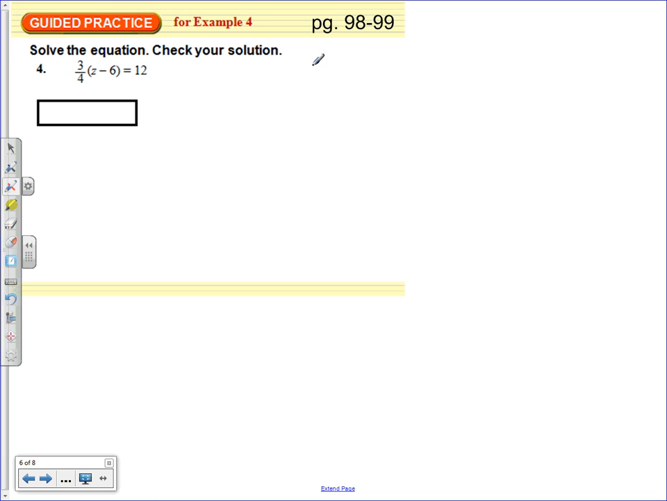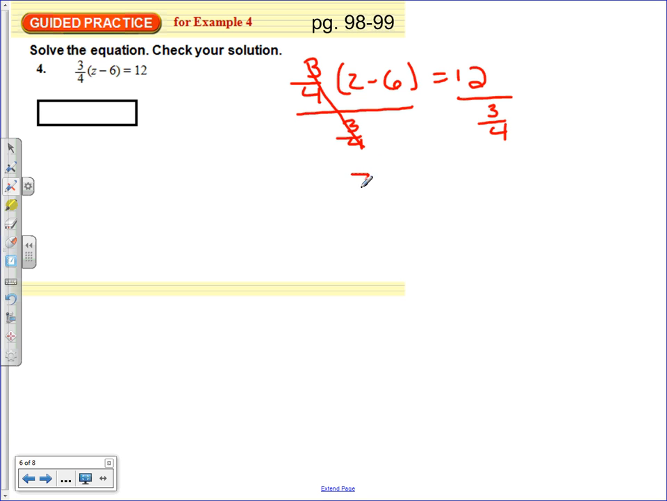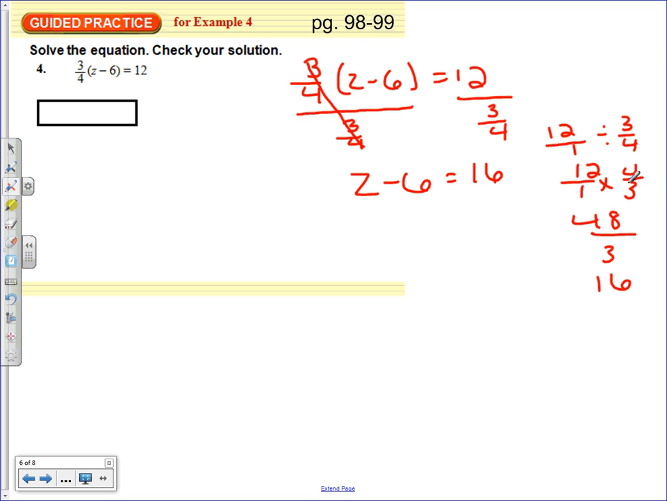I want to work an example with a fraction, and these we do slightly differently. 3/4 times the quantity z minus 6 equals 12. That was my big hint, the times. We're multiplying z minus 6 times 3/4. The opposite of multiplying would be to divide. When you have a fraction, it's easier to start by dividing. Anything divided by itself is 1, so I'm left with z minus 6 over here. 12 over 1 divided by 3 over 4. 12 over 1 times 4 over 3. 48 over 3, 16. This is where reciprocal keeps coming into play.